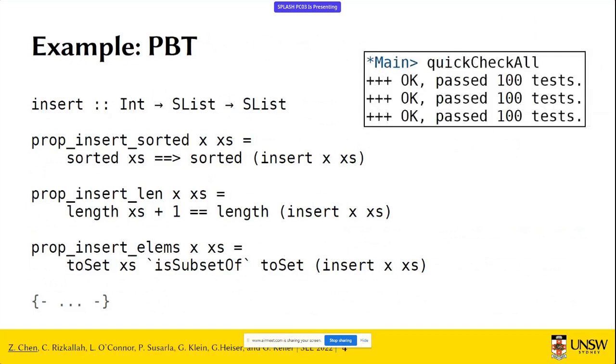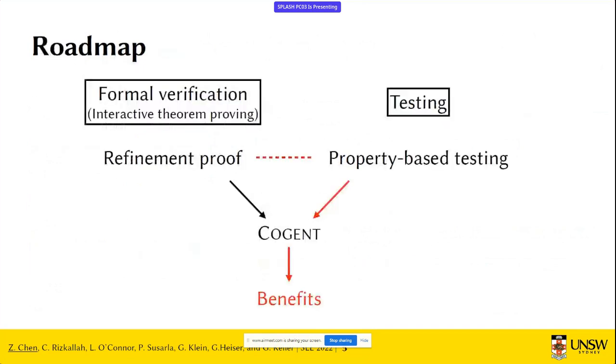And if we just run it in Haskell, it randomly generates 100 test cases for each of them and says, OK, this implementation is correct. Cool. So we've seen property-based testing.